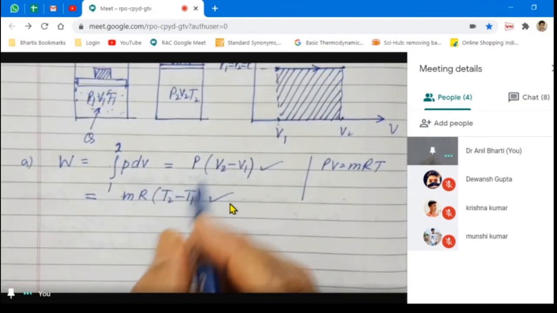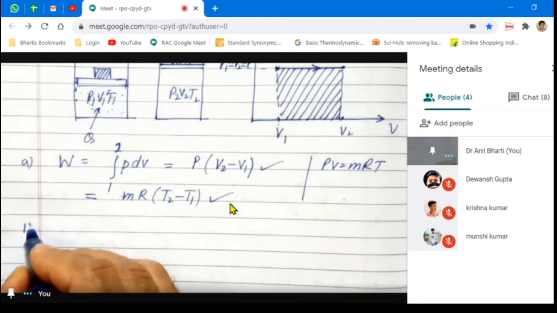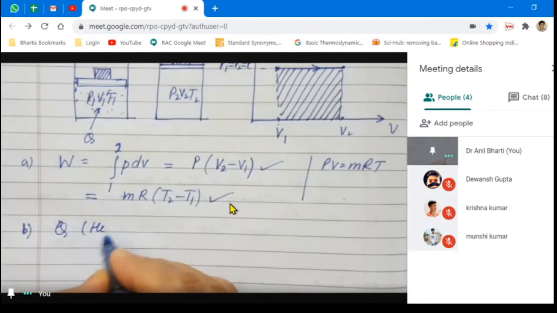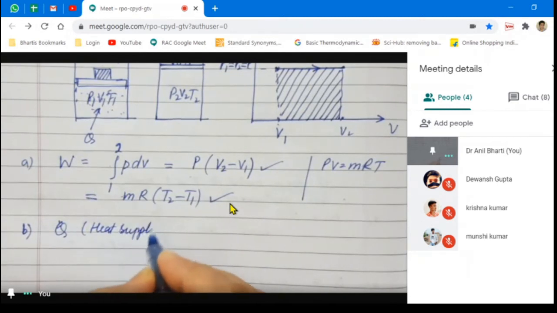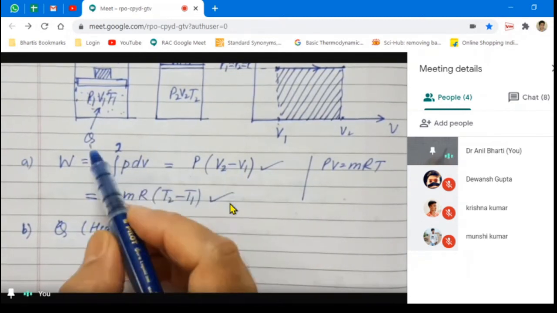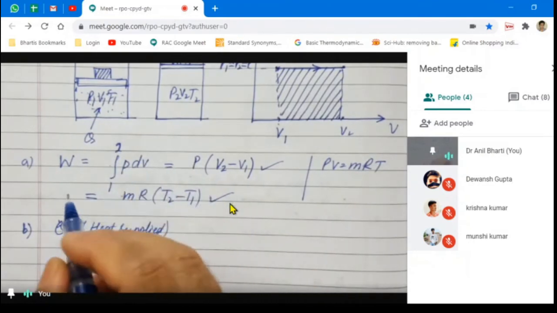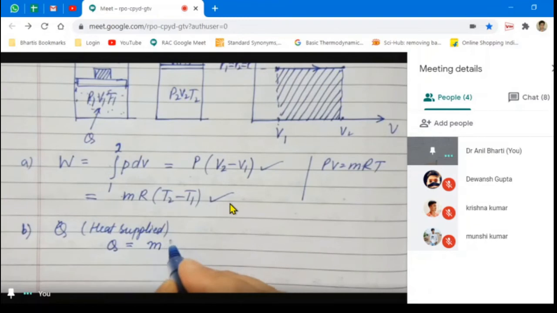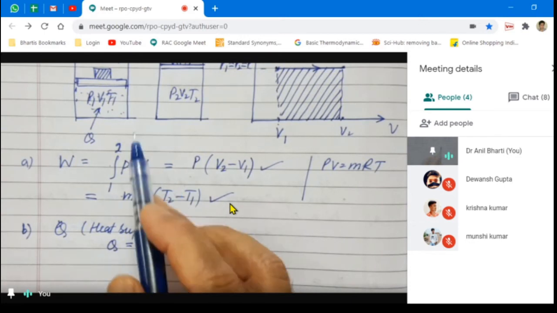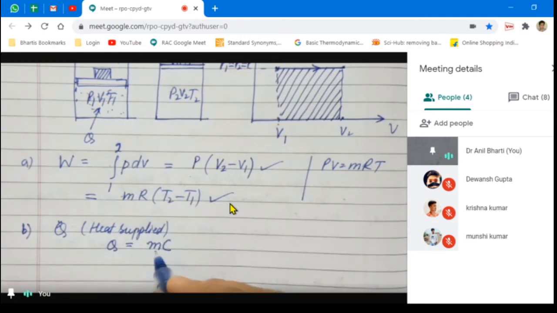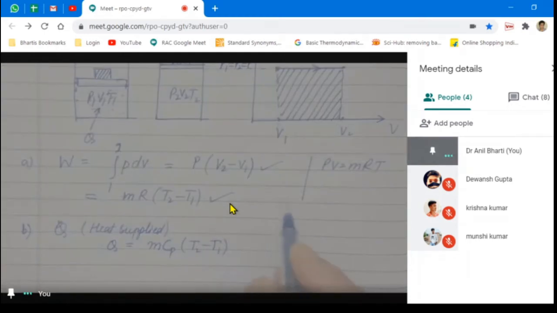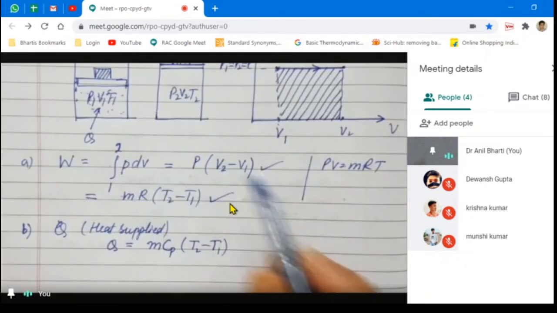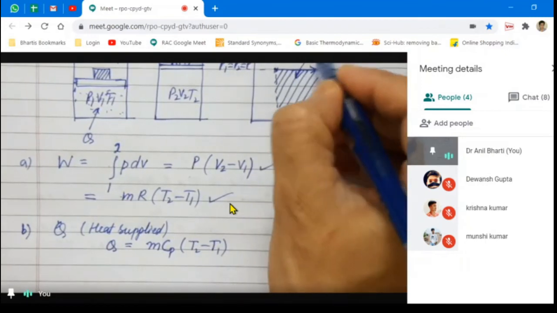Second is heat supplied. Now heat supplied Q is equal to, this is the heat supplied into the system. Whatever the heat supplied, we can easily calculate it with the formula: mass of the gas into, since this is a constant pressure process, mass into Cp into T2 minus T1, the change in temperature. So this is the amount of heat transferred during the process 1 to 2. So this much amount of heat is transferred into the system.